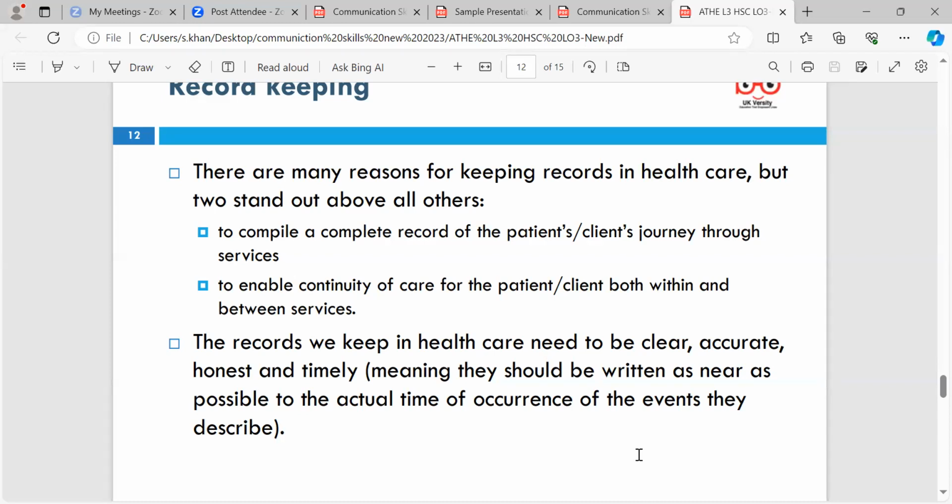Why do you think it's so important? Because Jewel? When we keep the record, yeah. It will keep the patient's client journey through the service.